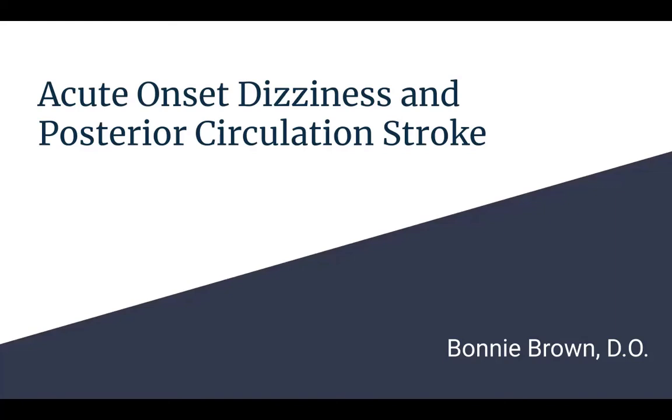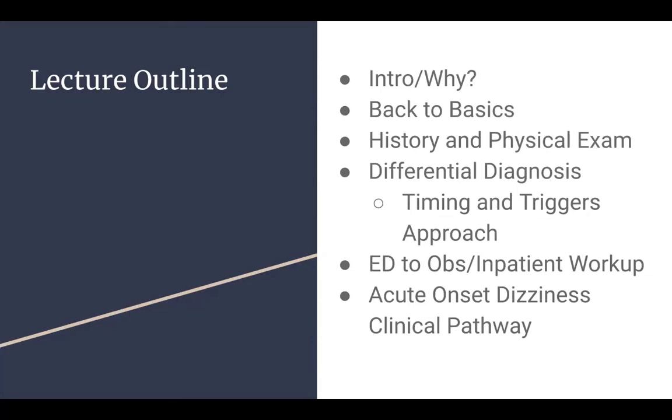Today, we are going to talk about patients presenting to the emergency department with acute onset dizziness and posterior circulation strokes. We will go through an introduction about why we are discussing this topic, go a little bit back to basics, talk about some anatomy and physiology that we may have forgotten, talk about key aspects of history and physical exam that you want to be sure to include. We'll go through an approach to the differential diagnosis, specifically using the timing and triggers approach, or the ATTEST algorithm.